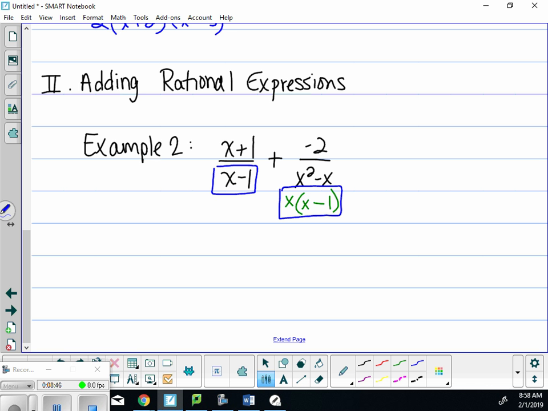So they both have an x minus 1, right? What is this one missing, though? An x, right? They both have the x minus 1, but this one has an x and this one doesn't. So our common denominator is going to be x times x minus 1. So this is going to need to be multiplied by x, and this is going to need to be multiplied by x. So we have x times x plus 1 minus 2 over x times x minus 1.